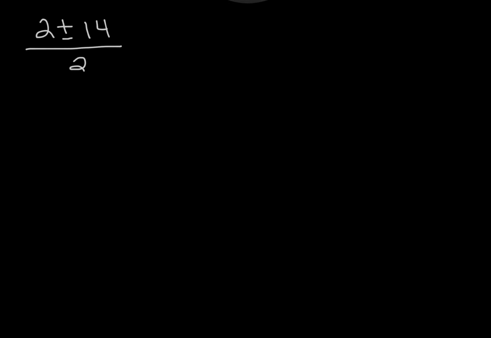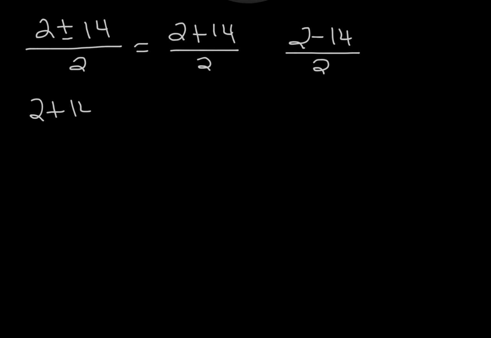Now, what I want you guys to remember is when we're doing quadratic formula, we are always going to have two answers. So let's break this down into two parts. We'll have 2 plus 14 over 2, and then 2 minus 14 over 2. So let's do the first one. 2 plus 14 over 2. 2 plus 14 is 16 over 2 equals 8.